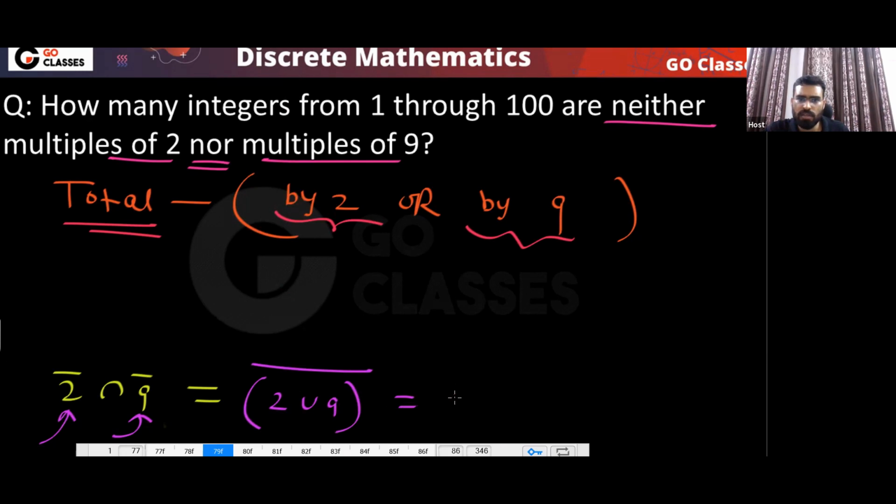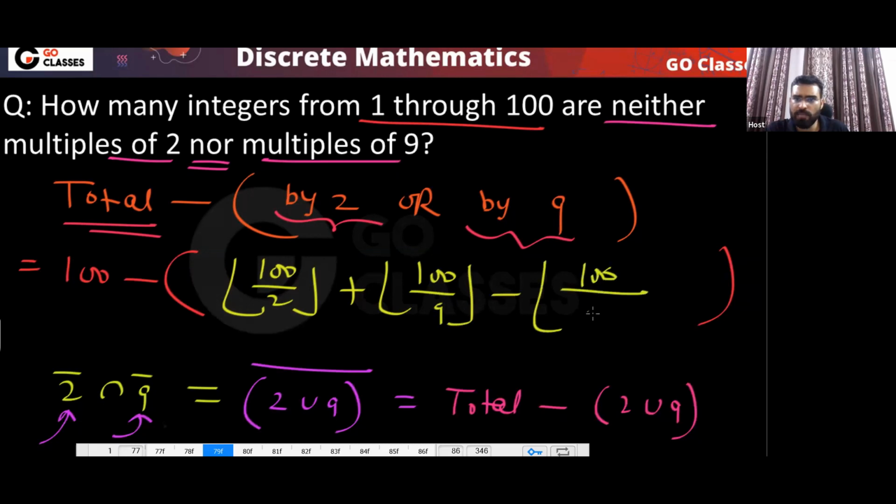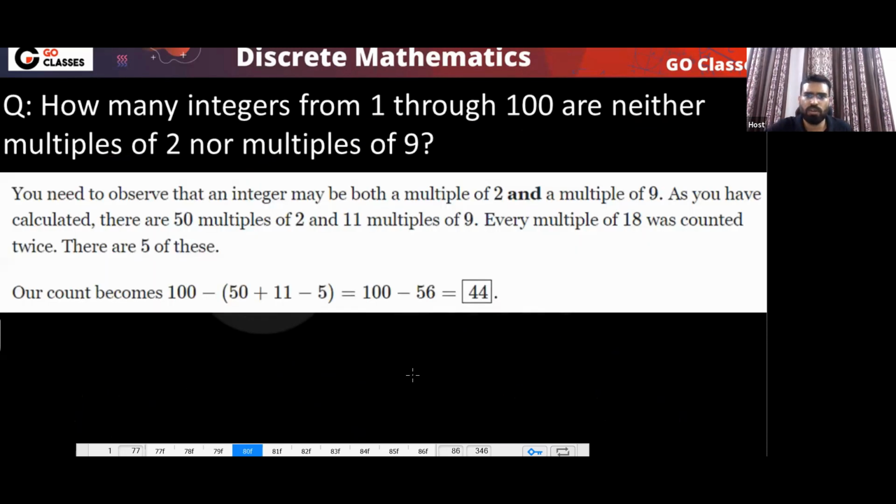So finally, this is your universal set, which means the total, minus 2 union 9. Total, from 1 through 100, is 100, minus those divisible by 2 or 9. So this many are divisible by 2 or 9, minus those divisible by both 2 and 9. Quite simple: 100 minus these. So the answer will be 44. This will be your final answer.